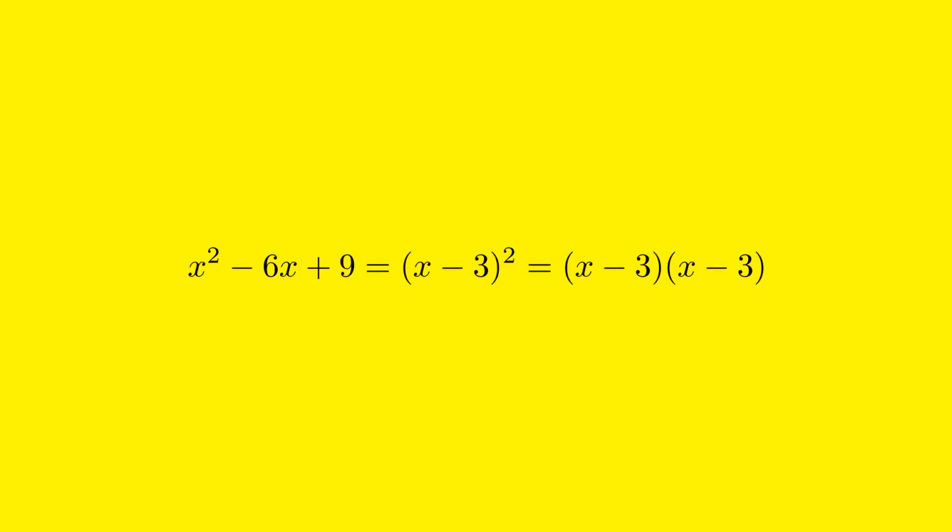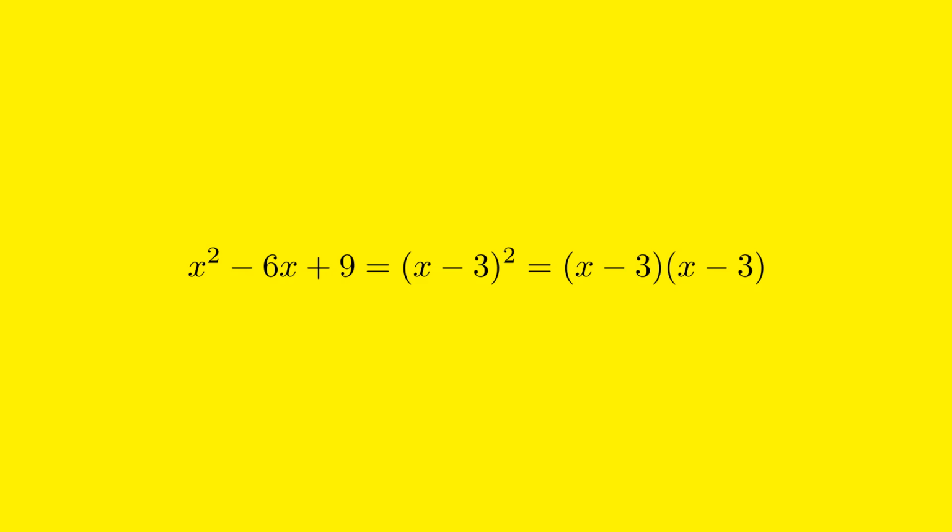Step 2 involves rewriting the binomial square as a single term. From step 1, we have determined that the quadratic expression x squared minus 6x plus 9 can be written as the quantity x minus 3 squared. Now, we express this in a simplified form.